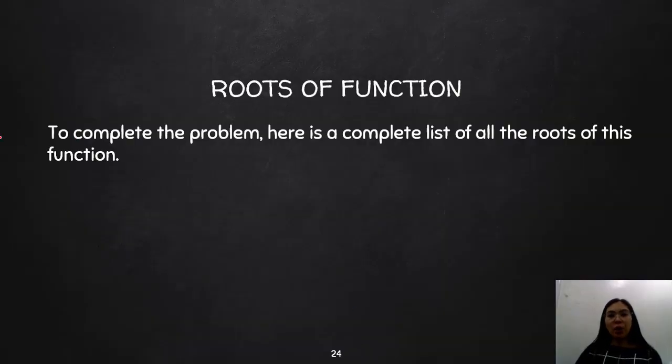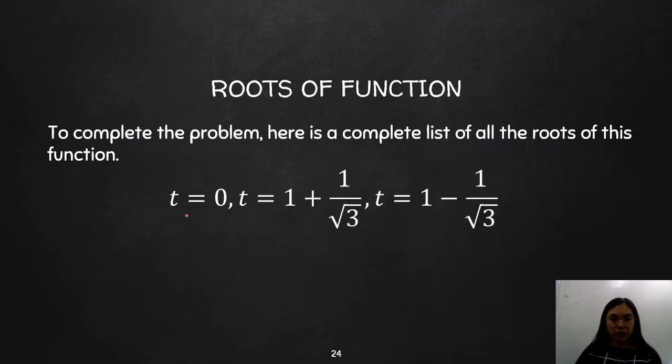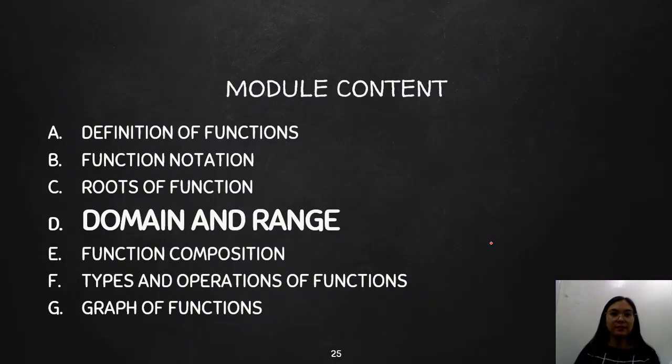Now, to complete the problem, here is a complete list of all of the roots of this function. So you have t is equal to 0, t is equal to 1 plus 1 over square root of 3, or t is equal to 1 minus 1 over square root of 3. So next we go to the domain and range.